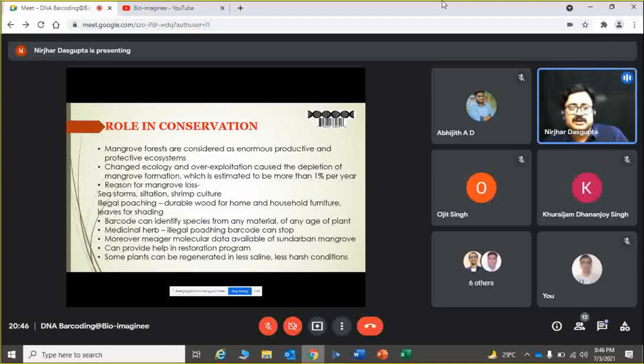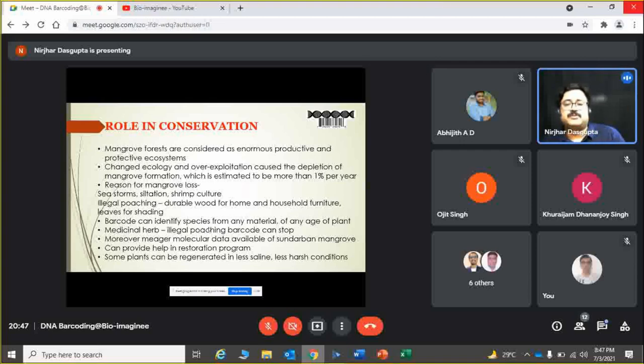Now the last thing here is, as I mentioned, the role in conservation. What we have found from our studies is that mangroves are generally said to be salt loving, but not all mangrove species are actually salt loving. Some of them are salt tolerant. When the salinity increases up to a certain level, they can withstand it. But if it goes beyond that, they were not able to withstand it, and in those areas they were dying.